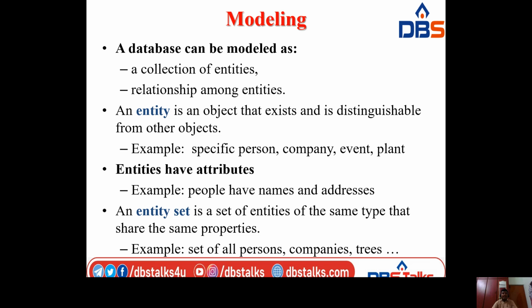Entities have attributes. Every entity has some set of attributes. For example, people have names and addresses. If you take a student, name is there, roll number is there, and some marks. If you take a company, the company name is there, what type of expenditure it has, how many employees are there, what type of products it is producing, etc. An entity set is a set of entities of the same type that share the same properties. For example, every class contains a set of students, or a company has a set of persons. This is about the entity set.